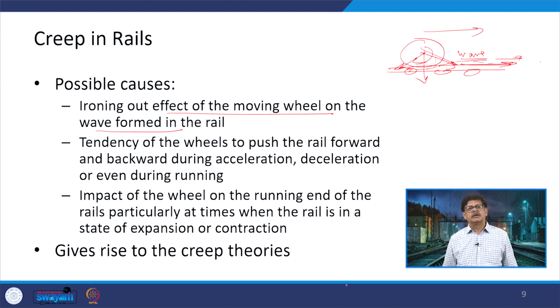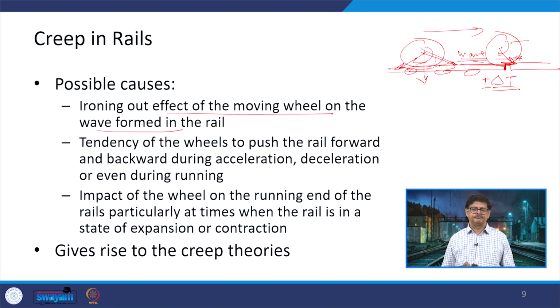Impact of the wheel on the running end of the rail, particularly at times when the rail is in a state of expansion and contraction, is also one time when creep can occur. What it is talking about is a joint here, with the wheel coming at the joint and still moving, but putting pressure on the rail joint. At that time there is also another thing happening, delta T, the variation in the rail temperature, and because of that there is a possibility of expansion or contraction.